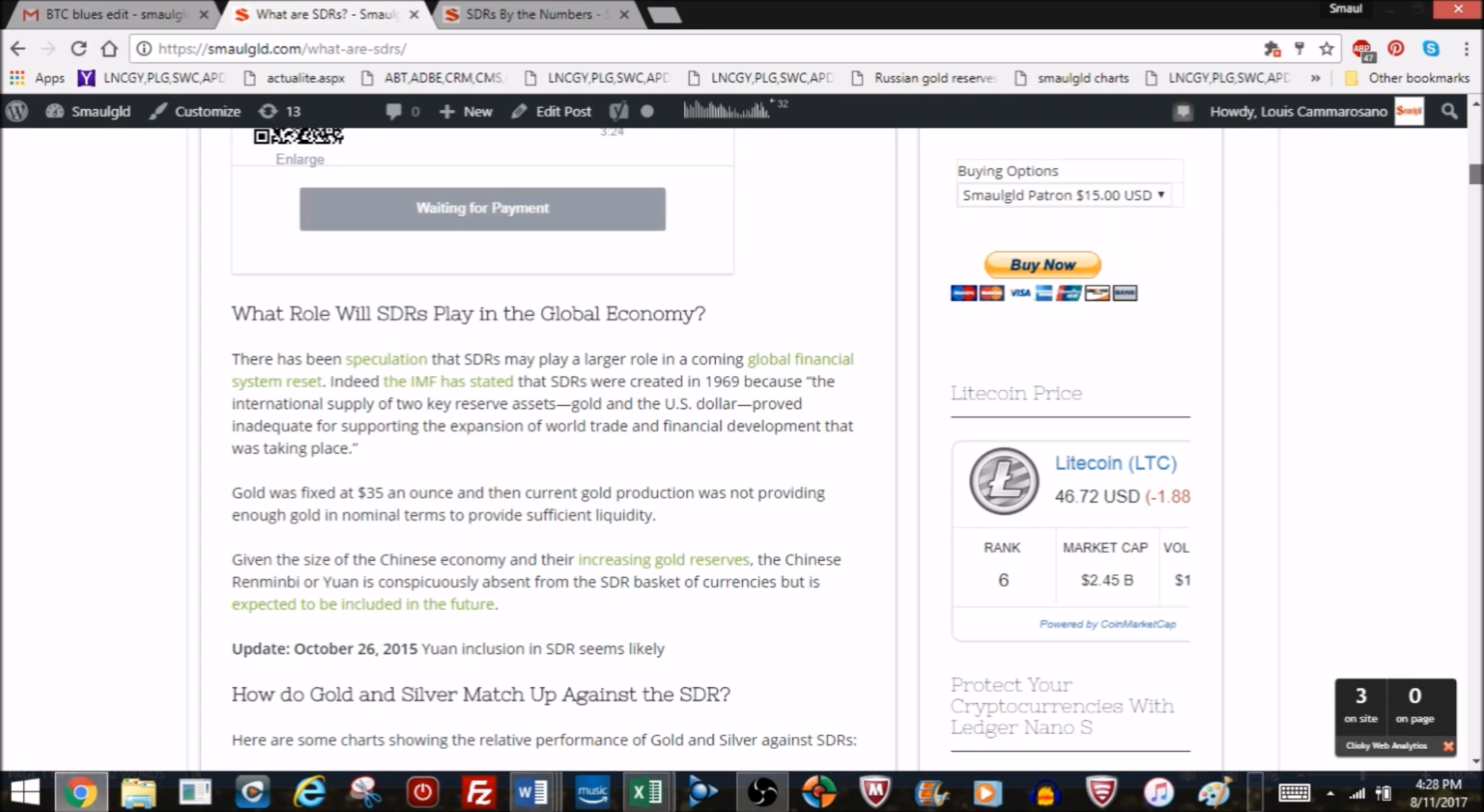As we mentioned, they were created in 1969, and they were designed to provide that liquidity. Basically they were going to invent a new security out of thin air based on the other currencies then in existence. They couldn't get more gold at the time. The big gold producing countries were Russia, but the Soviet Union in 1969 was not exporting any gold because they were behind the Iron Curtain.